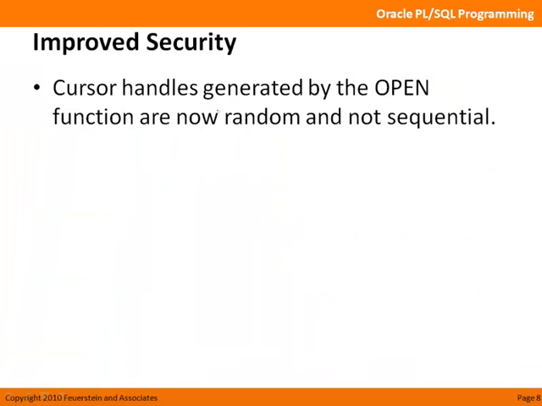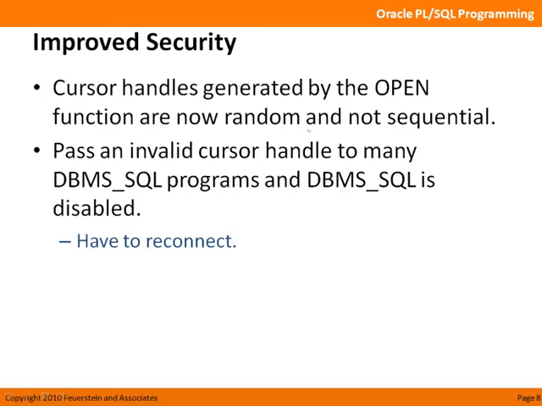So now Oracle will generate cursor handles that are random, so they can't be predicted. In addition, if you pass an invalid cursor handle to many DBMS_SQL programs, Oracle will disable DBMS_SQL in your session. In other words, if somebody's hacking around and trying to just throw numbers at DBMS_SQL.PARSE or .EXECUTE to see if it can use that cursor handle as a valid handle, and it's not valid, Oracle will immediately say, you must be hacking, we're going to shut down DBMS_SQL, and you have to reconnect your session to re-enable access to the package.